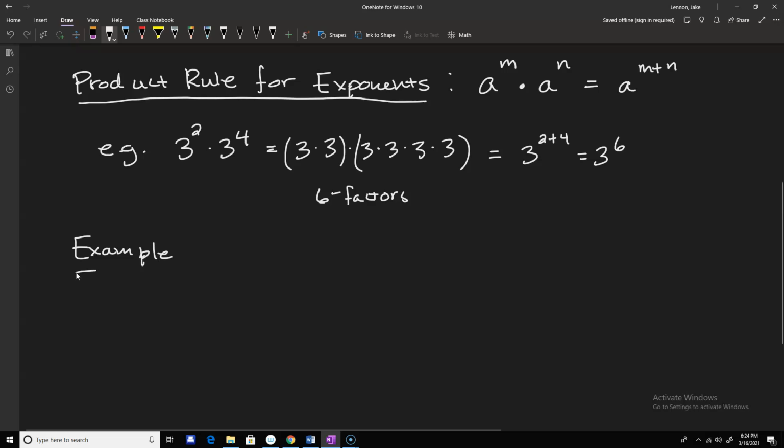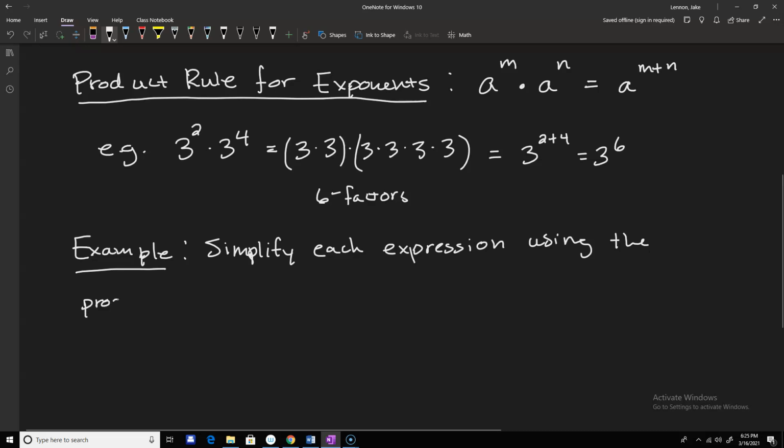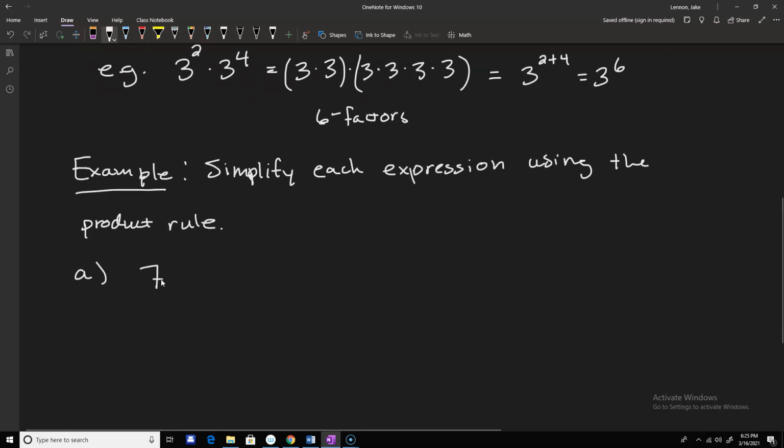So in this example, we want to simplify each expression using the power rule or the product rule. So let's say we have 7 to the 8th times 7 to the 5th. Then you would just add the exponents. So this would be 7 to the 8 plus 5, which is 7 to the 13th.